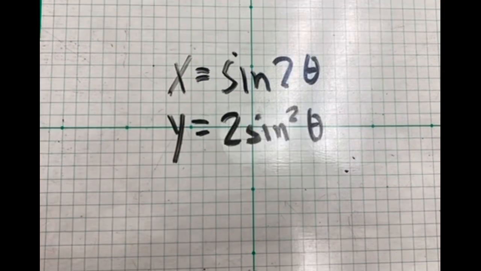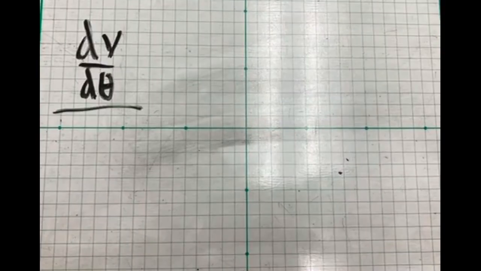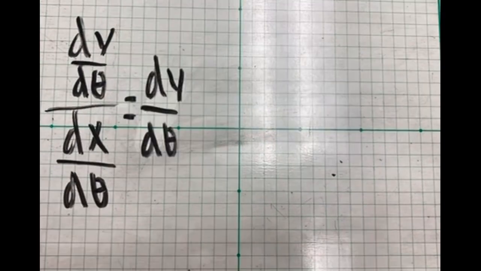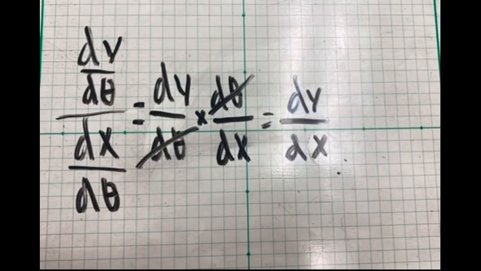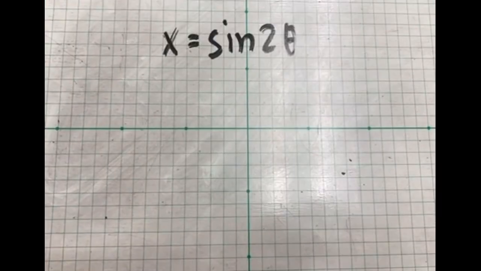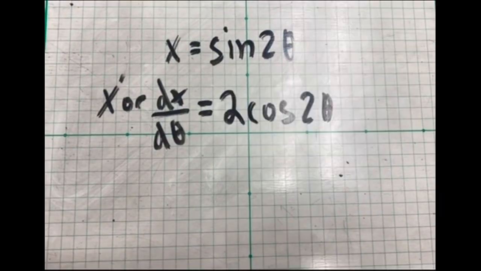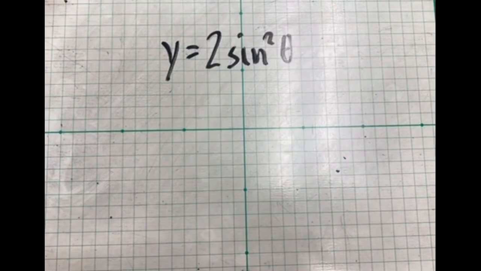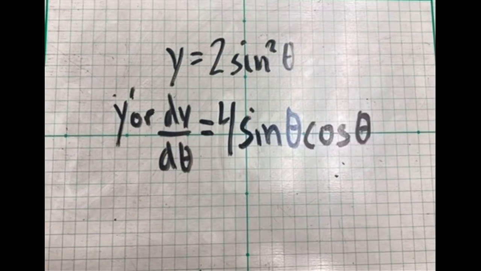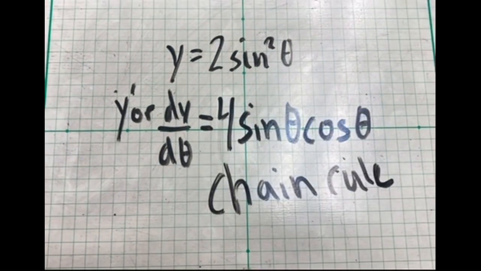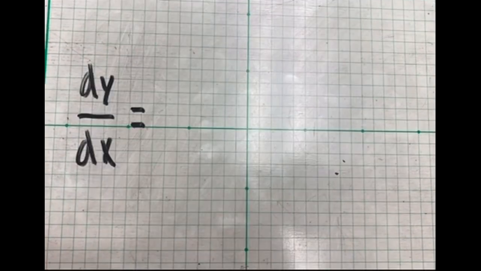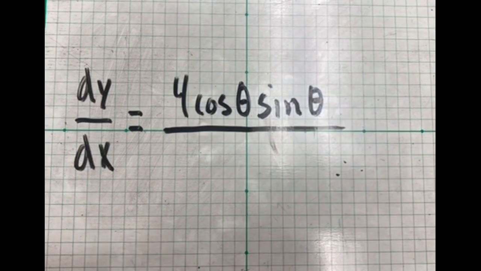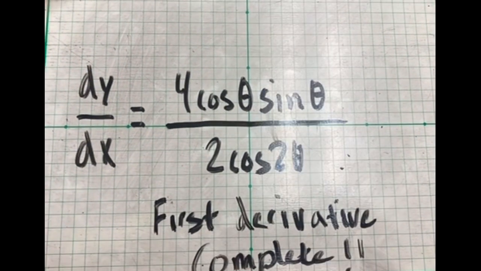Next, we need to derive our x and y functions and divide the y prime by the x prime to get dy over dx, our first derivative. x prime equals 2 cosine 2 theta via chain rule, and y prime equals 4 sine theta cosine theta via chain rule also. Divide our y prime by x prime, and we have our first derivative complete.